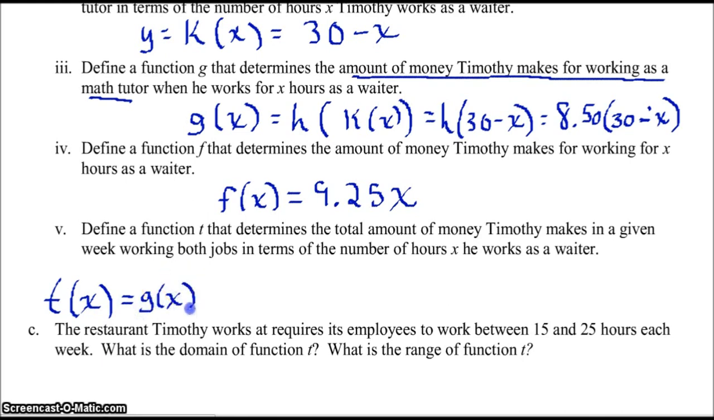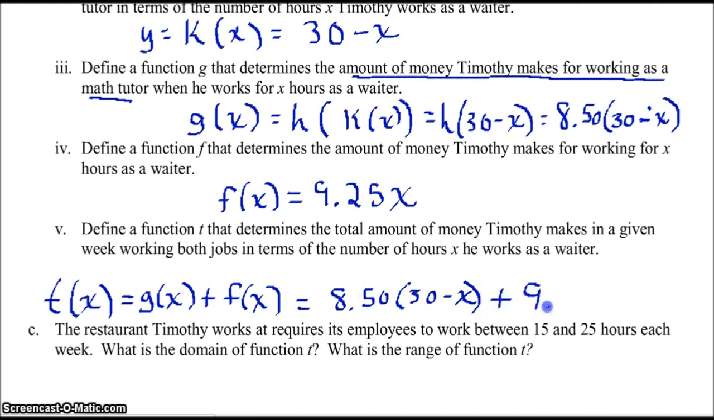And the order doesn't matter here. You could write f of x plus g of x. But essentially, I actually would rather reverse the order, but I'm not going to. Just here's 850 times 30 minus x is g of x. Notice that this is just the total amount of money he works as a math tutor. $8.50 times the total number of hours, which is 30 minus the number of hours he worked as a waiter, plus f of x, which is 9.25x.